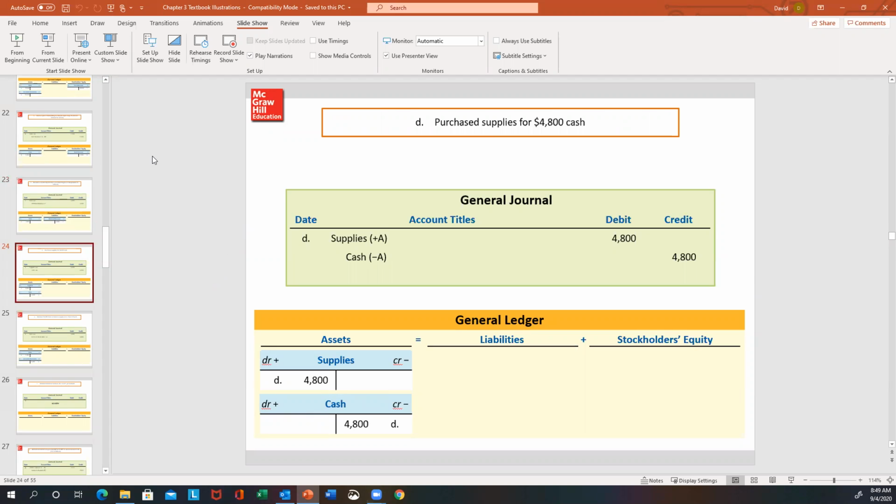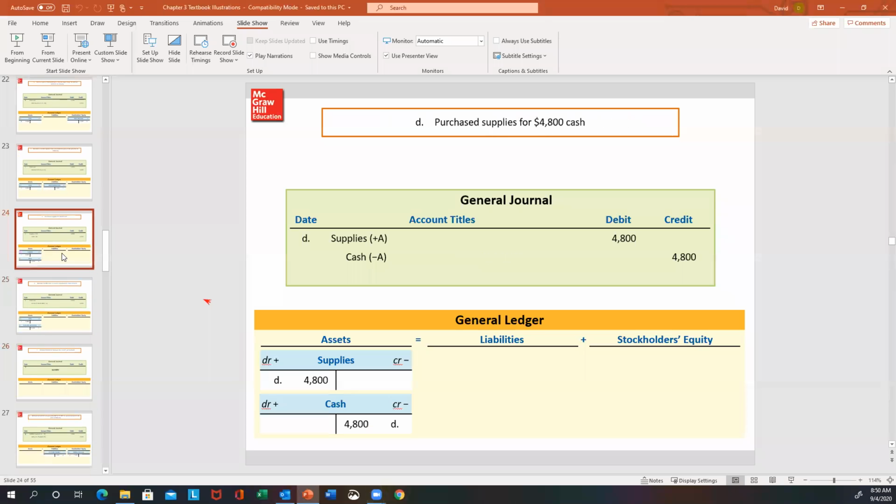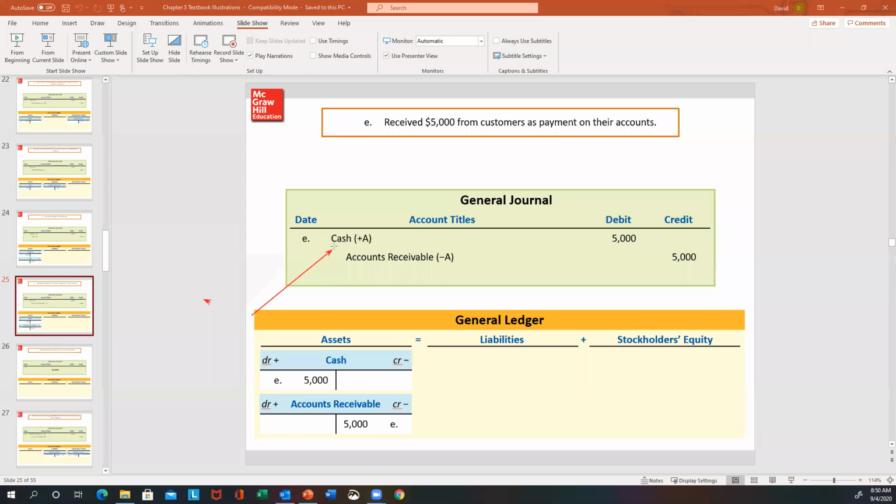All right, we've got simply purchase supplies for cash. You've seen this one from your applied accounting days, but again, you just debit supplies, credit cash, and then here's your respective postings. All right, next one is we've got money coming in from a credit client. And as you note, we simply increase cash by a debit and decrease accounts receivable, and then you post to your ledger.